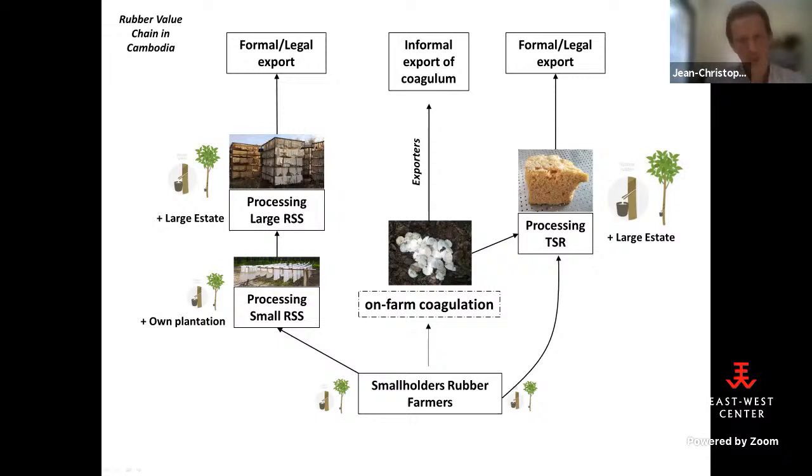So now with a drop of price in rubber, it's clear that the margin for the smallholders, they become very sensitive to very small difference of price between what they could sell as latex or what they could sell as coagulum. So basically, the drop of price in the international market has reinforced the illegal export of rubber to Vietnam. You know? So this is one aspect.